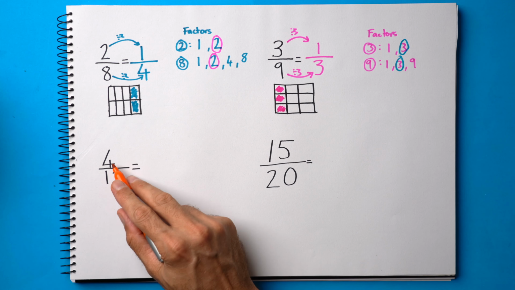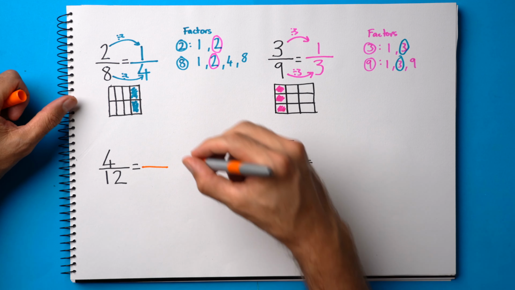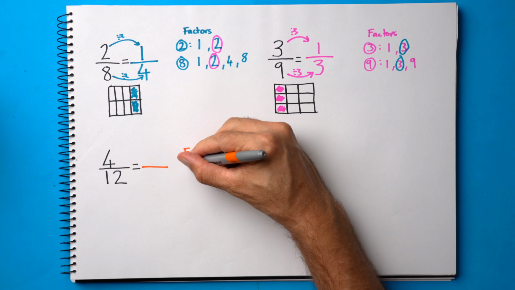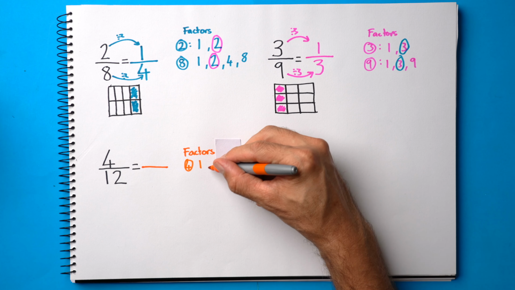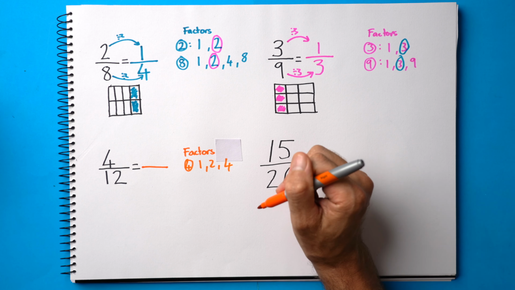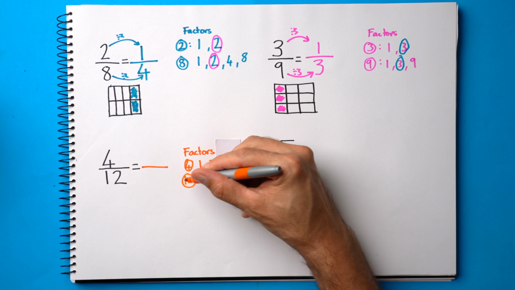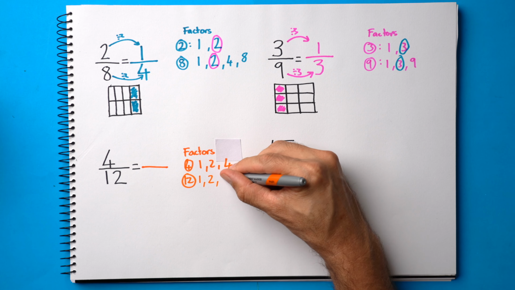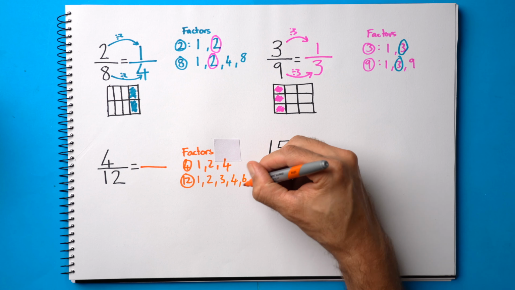Let's have a look at this one. We've got 4/12 and we want to write a simpler fraction. So we put factors. Factors of 4 is going to be 1, 2, and 4. And factors of 12 from here is going to be 1, 2, 3, 4, 6, and 12.